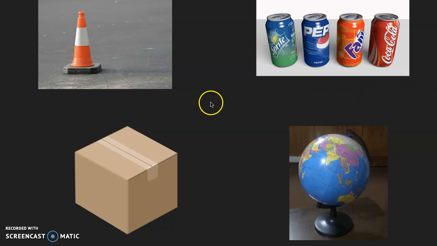Here are some pictures of some of the objects that we talked about. This traffic cone right here would be, just as I said, a cone. And pop cans are the shape of a cylinder. And a globe is the shape of a sphere. And then a box is in the shape of a cube.